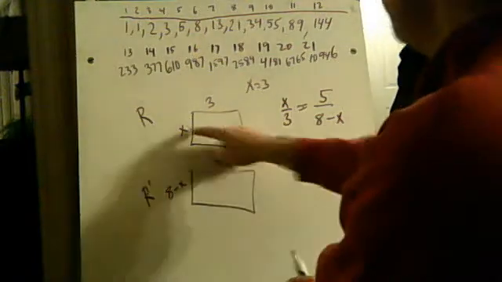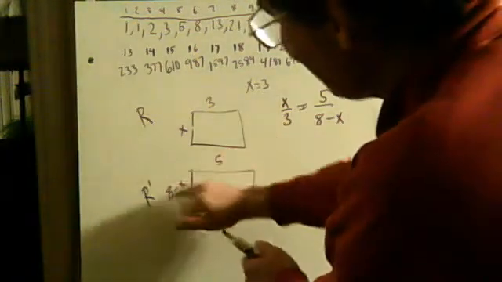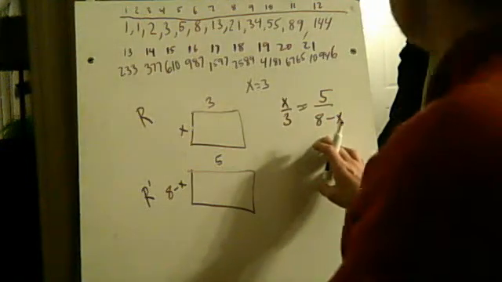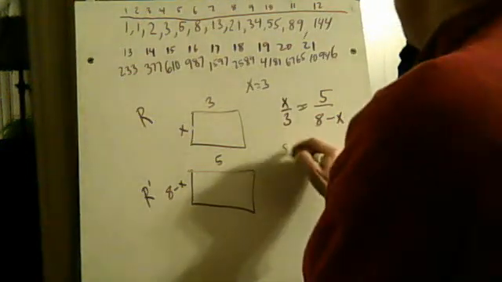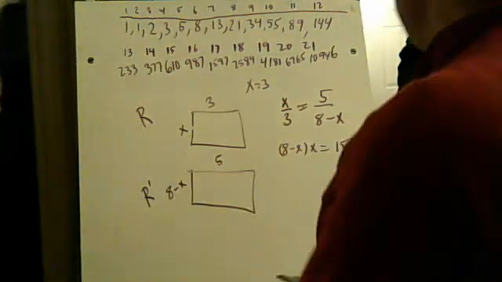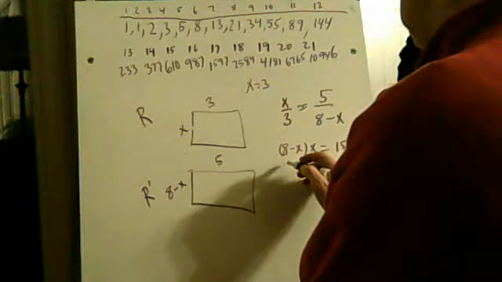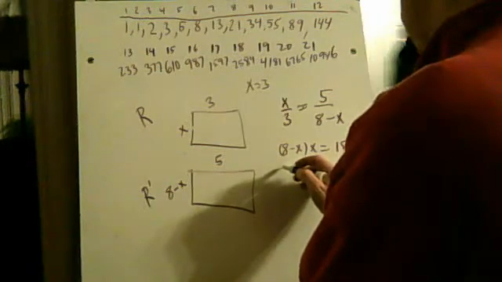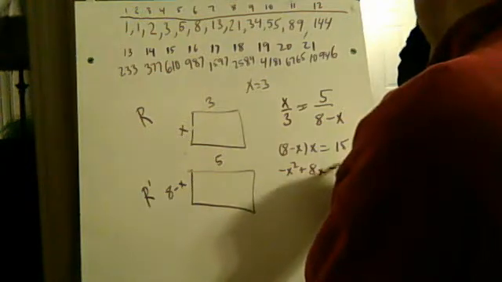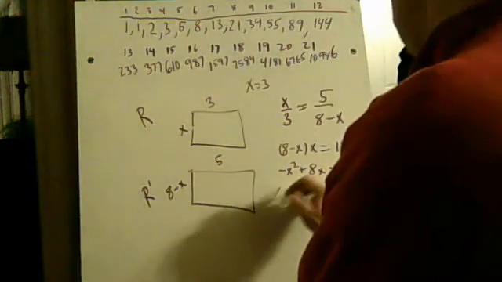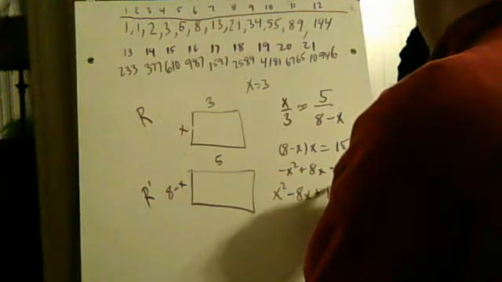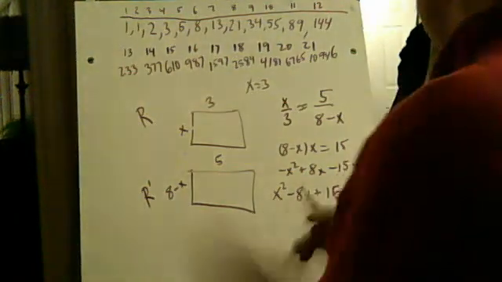That's why I made the ratio of this to this equal to the ratio of this side to that side, not that side. So, now this is a little bit more complicated because this will give you a quadratic equation. This gives you (8 minus x) times x equal to 15, or negative x squared plus 8x minus 15 equals 0. Or what I like to do is x squared minus 8x plus 15 equals 0.